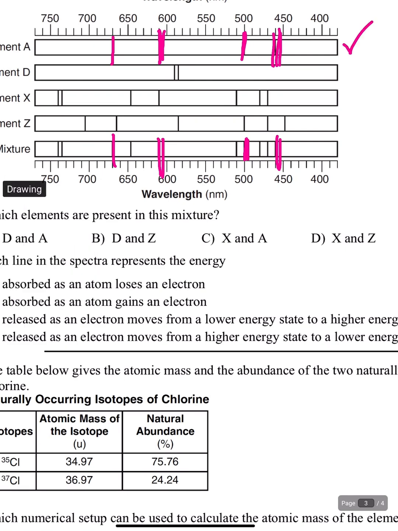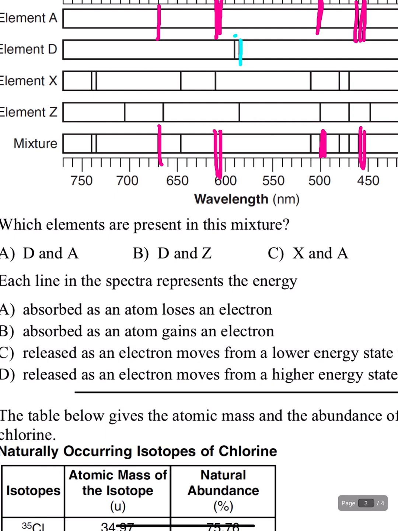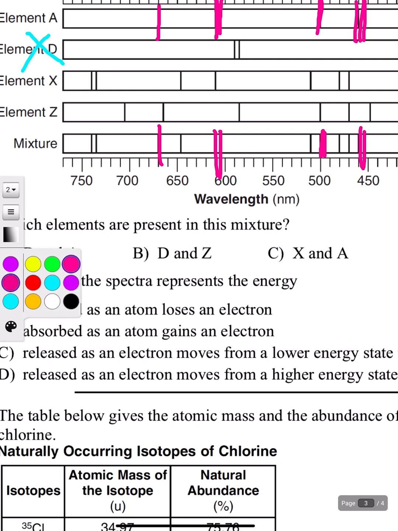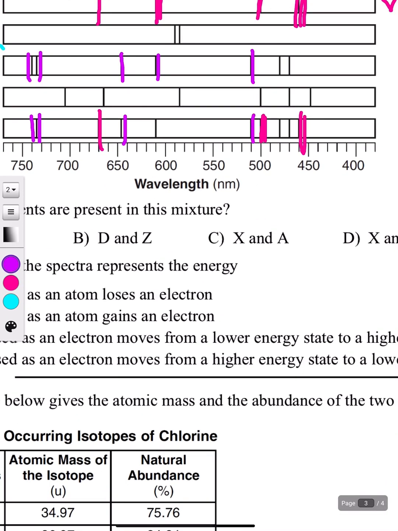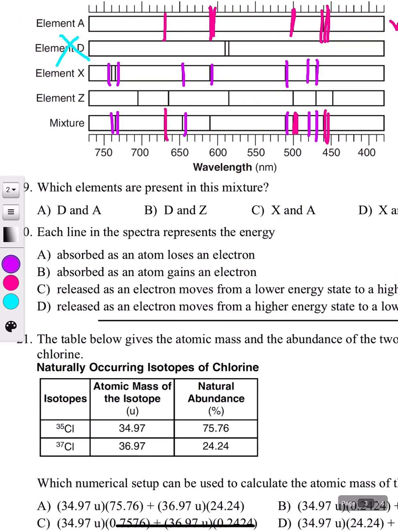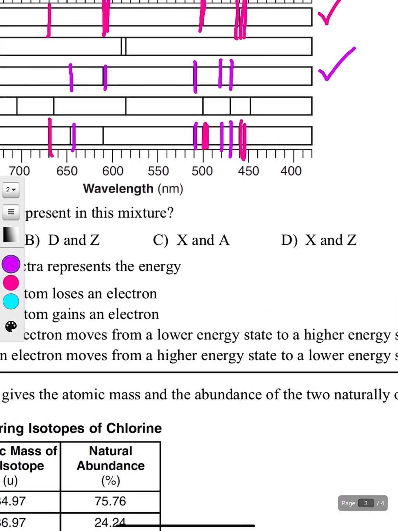Now let's go to element D. I already see these two lines are not in the mixture. So element D is out. Let's go to X. I see that these two lines right here, they're in the mixture. This line is in the mixture. This line, also in the mixture. You can't see it because it's covered up with that pink, but yes, it's in the mixture. This line also in the mixture. This one and this one also in that mixture. So I can say that element X is also in that mixture.